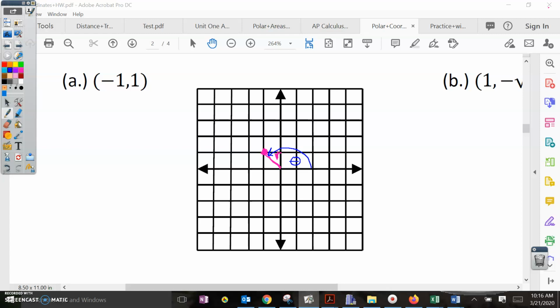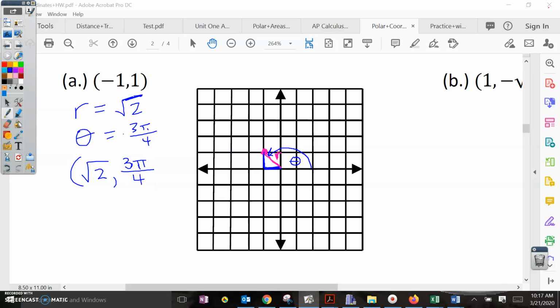And so looking at this, since this is a segment that forms the hypotenuse of this triangle with side lengths of 1 and 1, that tells us that the radius is going to be equal to the square root of 2. And the angle here is going to be, let's see, 3 pi over 4 for our theta value. And so one ordered pair in polar form for this point is that.